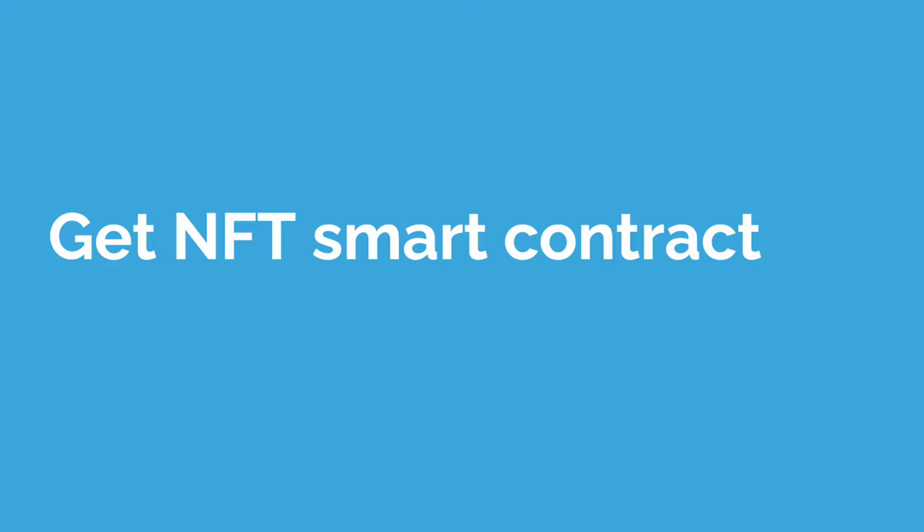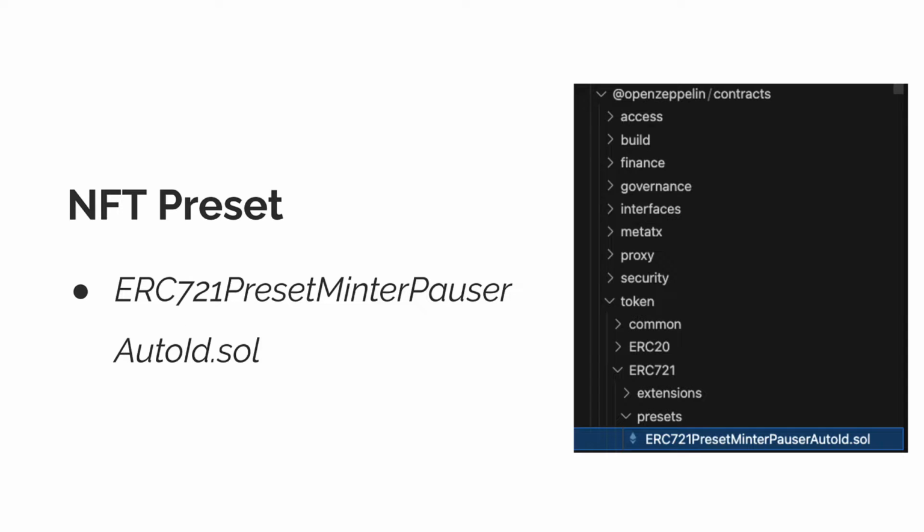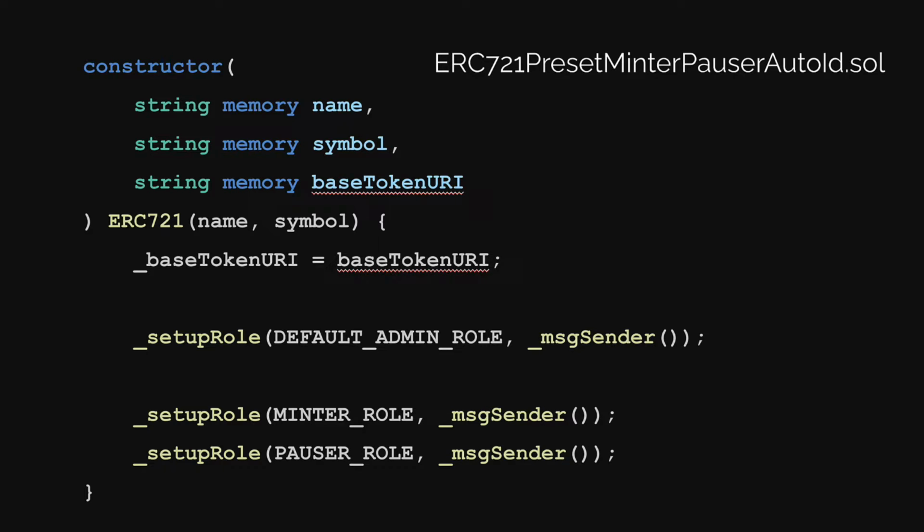Our next step will be to get or create an NFT smart contract in Solidity. What will be our NFT? We're going to use an NFT preset, which means it's all pre-built for us and ready to go by OpenZeppelin. You don't have to even touch it. And it's called ERC721PresetMinterPauserAutoId.